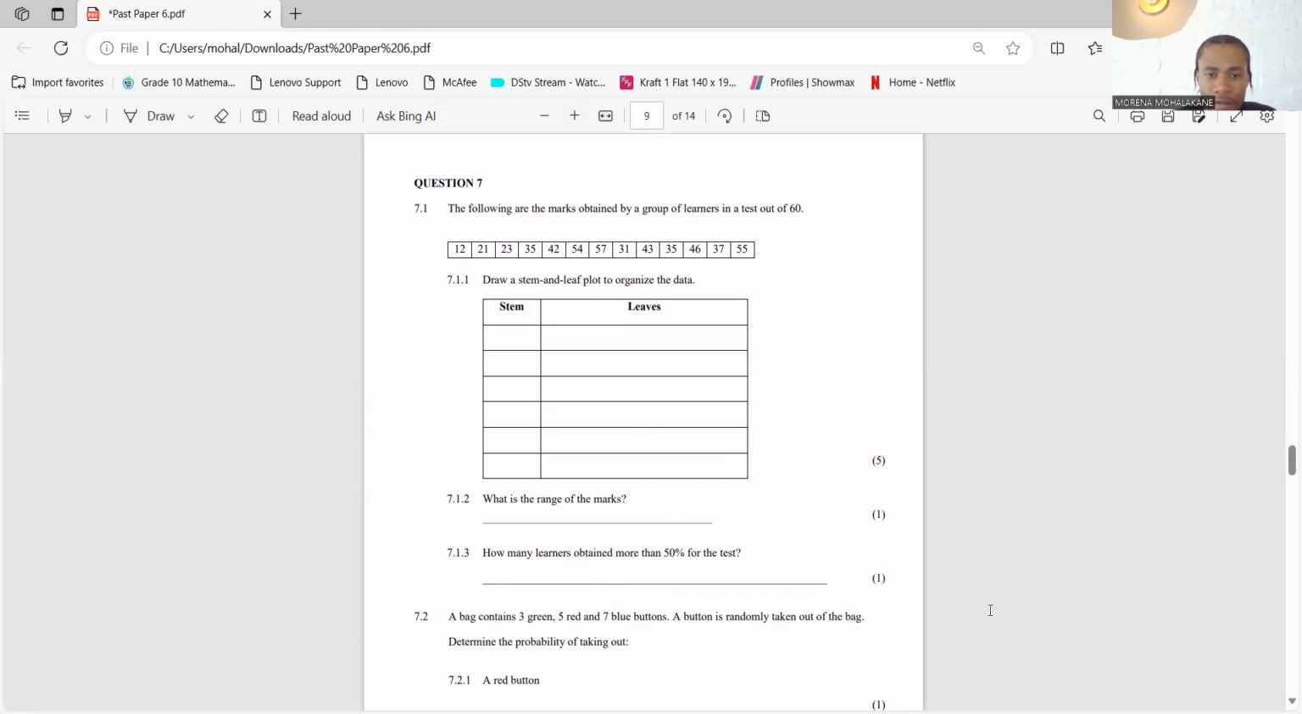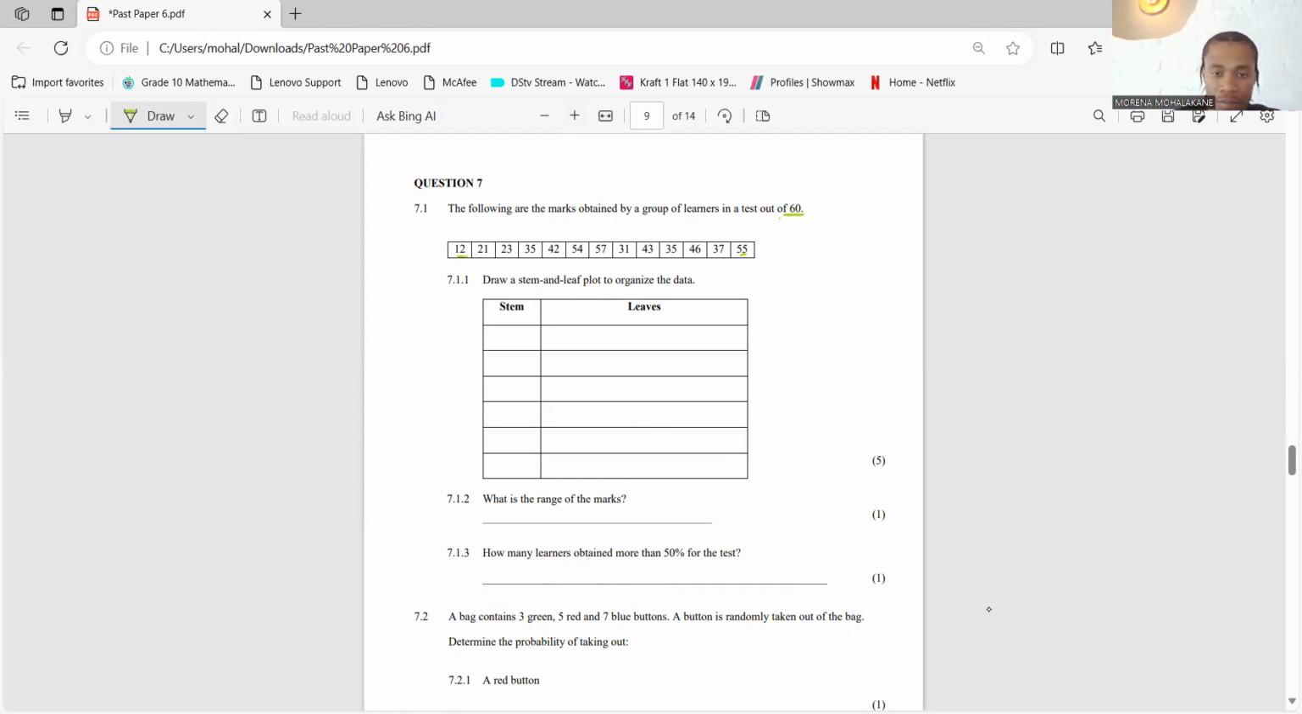The following are the marks obtained by a group of learners in a test out of 60. Learners wrote a test out of 60. The highest is 55, this was close. The lowest is 12. Imagine hitting 12. But that's the beginning. It means that you will increase practice.